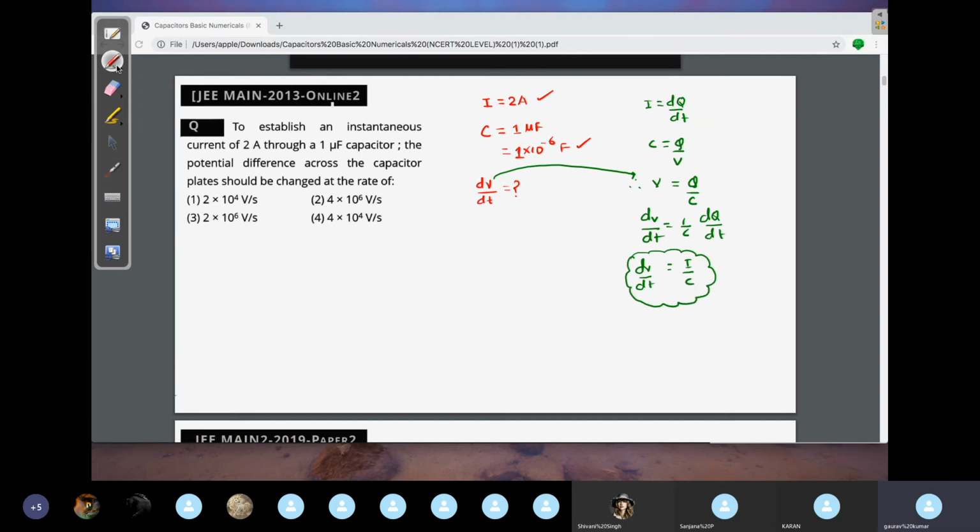This is what they're asking us. They have given you I, so substitute the values. I value is 2, C value is 10 to the power minus 6. This will be volts per second. So it will go up: 2 into 10 to the power of 6 volt per second. If you want, you can take the screenshot. Actually, a very easy question. Done. This is how we react to such questions.